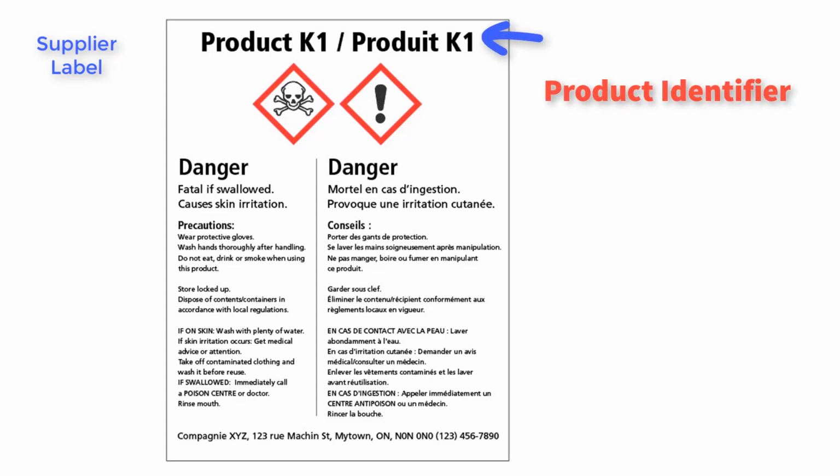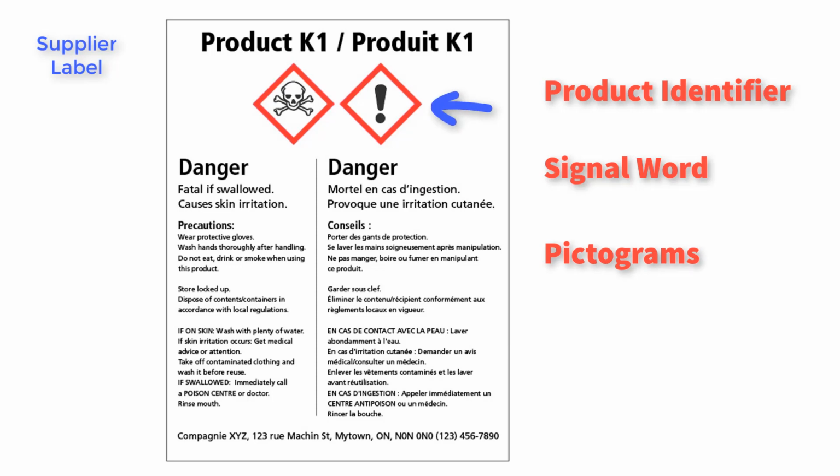This is the identification of a material. Signal word. These are words to alert the reader of potential hazards, for example, warning or danger. Pictograms are the new WHMIS icons indicating the type of potential hazard. Hazard statement, which describes the nature of the hazards by the product using standardized phrases.